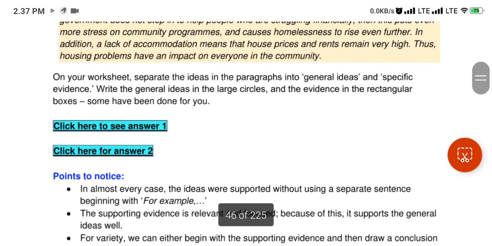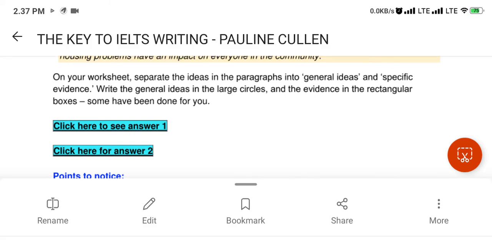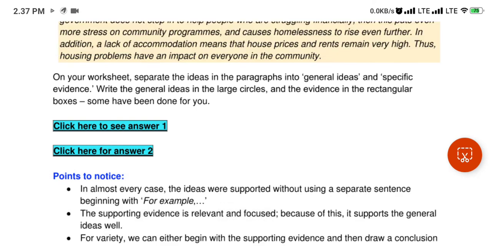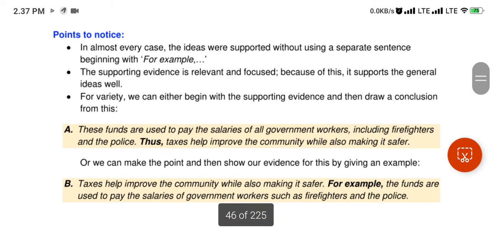On your worksheet, separate the ideas in the paragraphs into general ideas and the specific evidence. Write the general ideas in the large circles and the evidence in the rectangular boxes. I have done some boxes for you. Click here to see the answers. This is a point to notice.